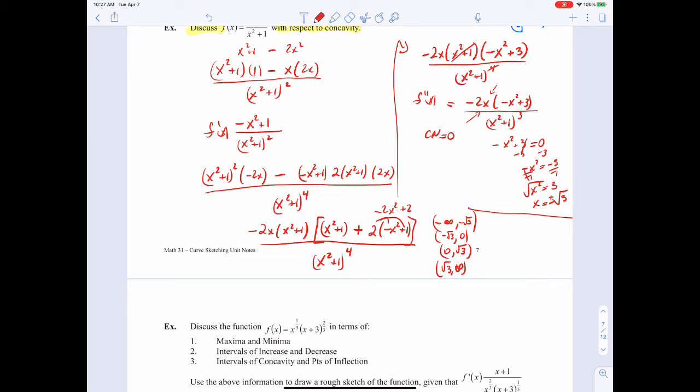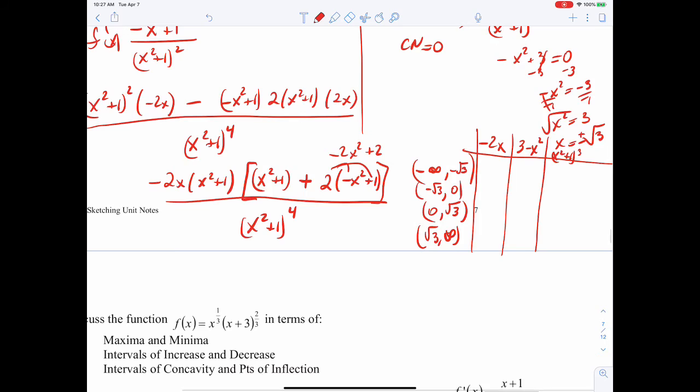Now my factors are negative 2x, 3 minus x squared, a little easier to think about if you flip that, and then the last one is the denominator, x squared plus 1 cubed. Sorry about that, it's getting small, running out of room. Here, I put a negative into my x and multiply by negative 2, so it's going to be positive. Between 0 and negative root 3, negative times negative is positive. Here, positive times a negative is negative.